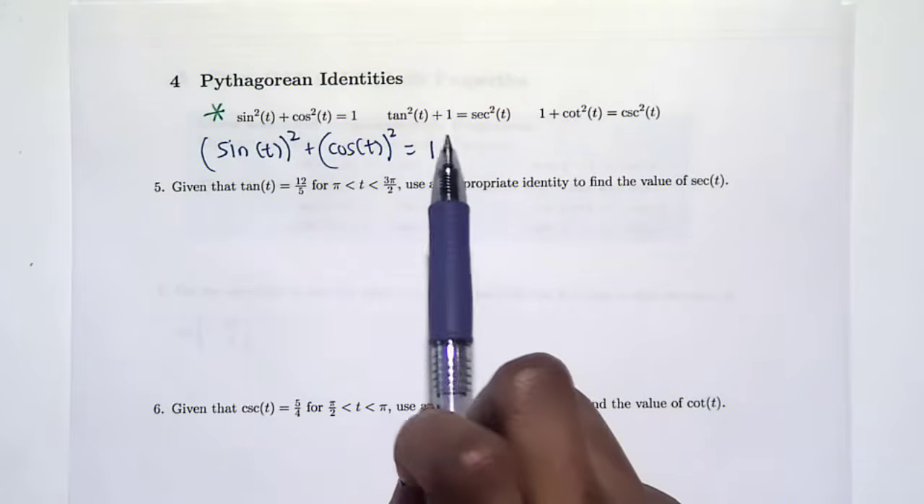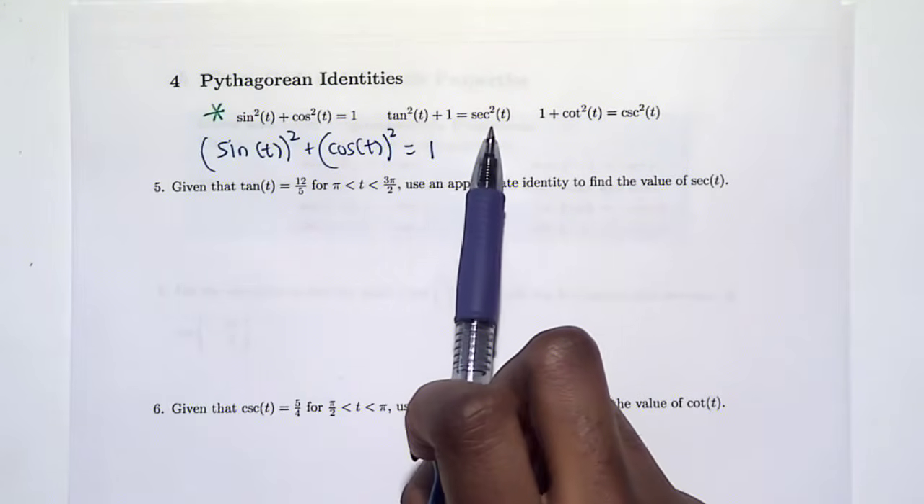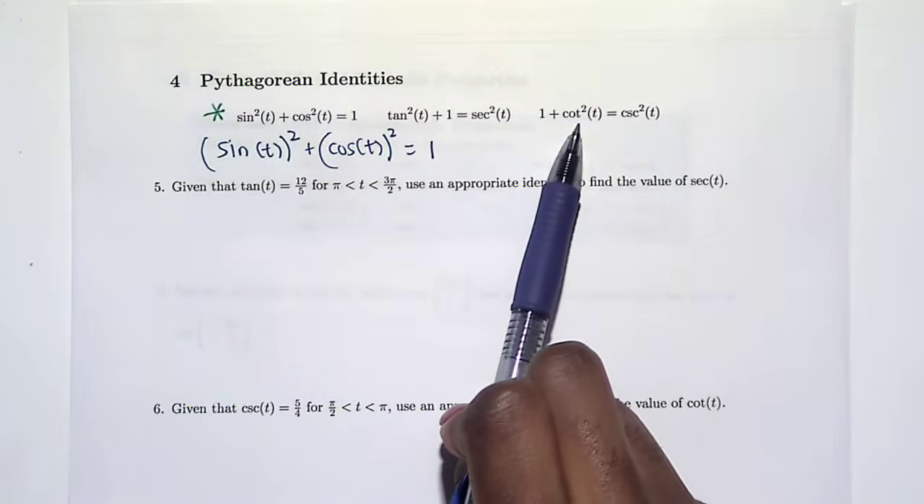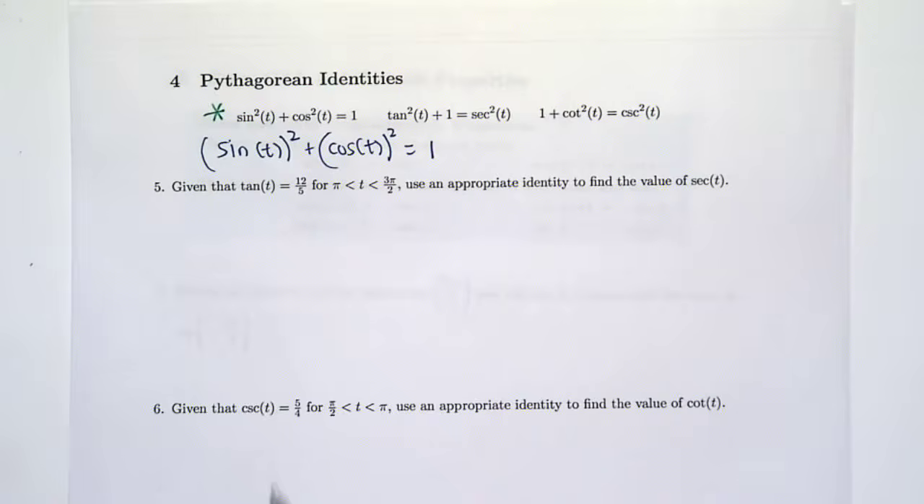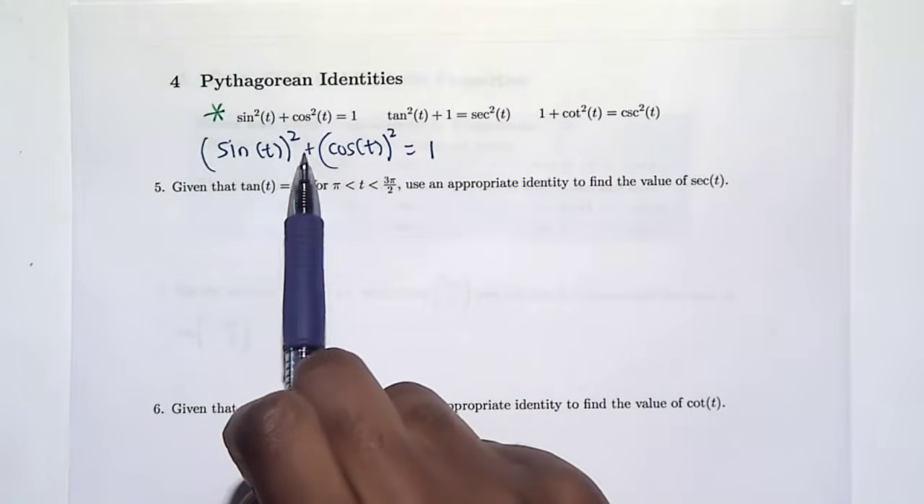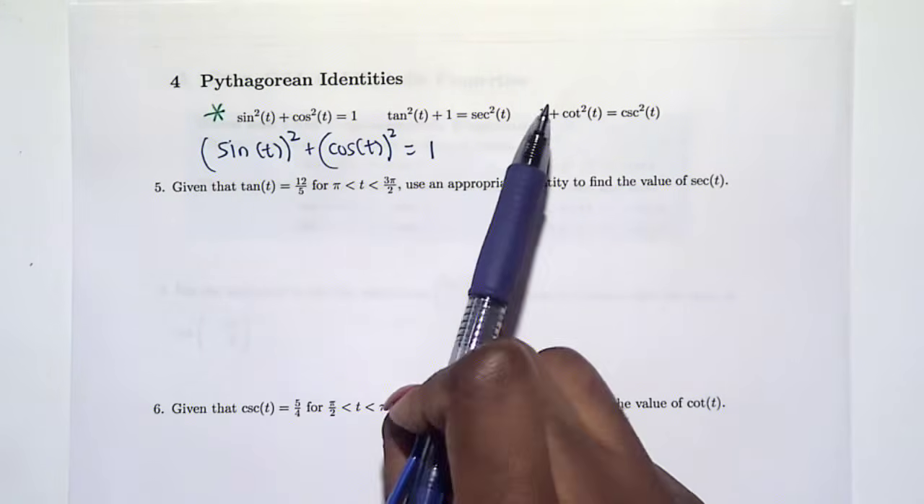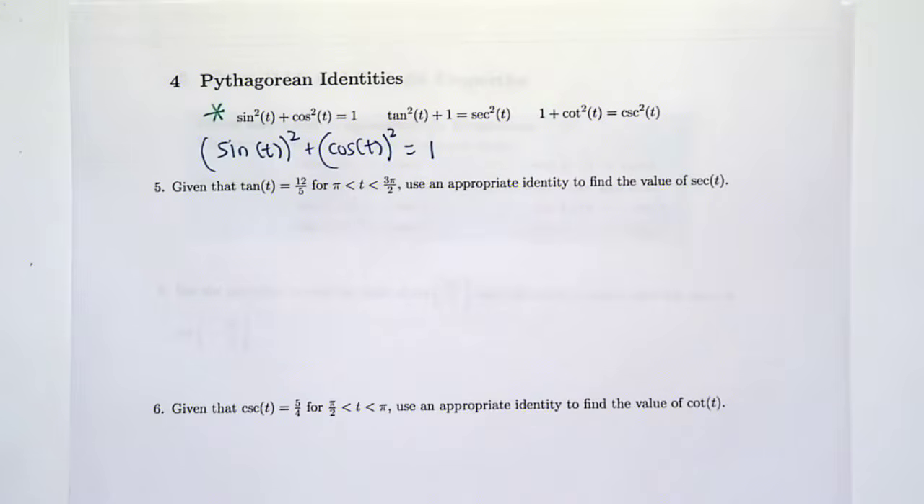All right, so we also have tangent squared t plus 1 equals secant squared t, and 1 plus cotangent squared t equals cosecant squared t. And I can tell you that you really need to know how to memorize this, and I'll show you how to derive the other two in class. Okay, so you can use Pythagorean identities to help you solve certain problems. It makes life a little easier for us sometimes.